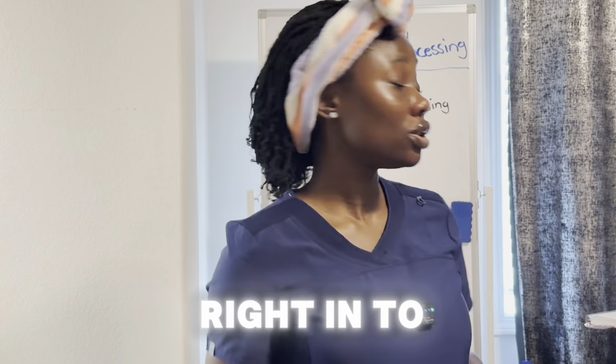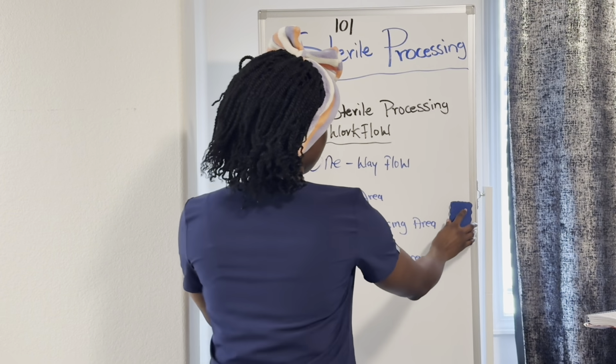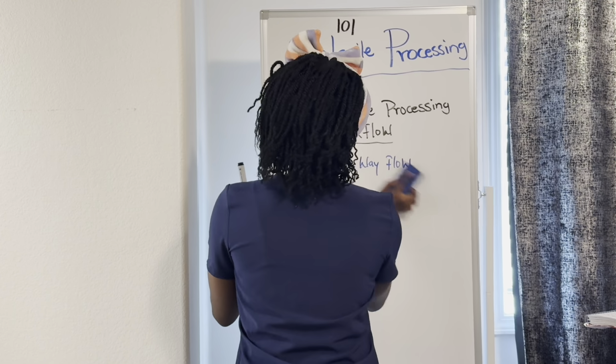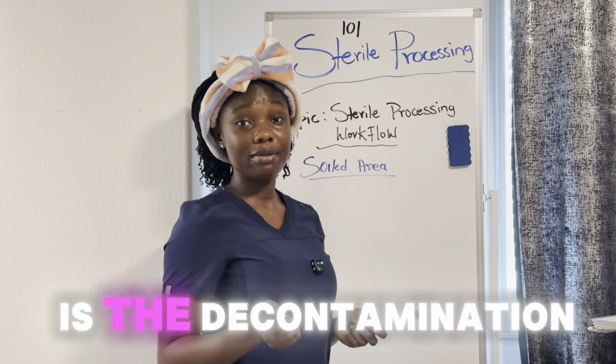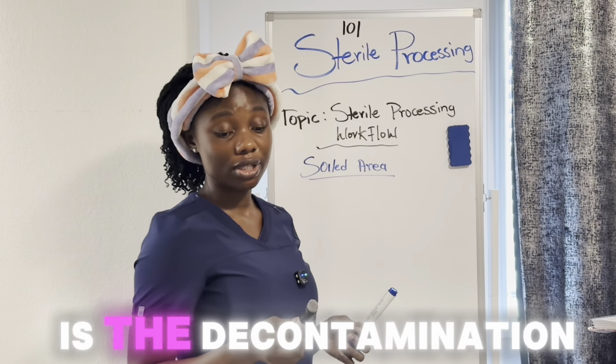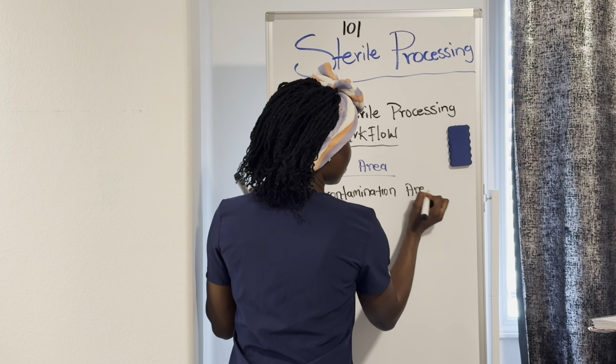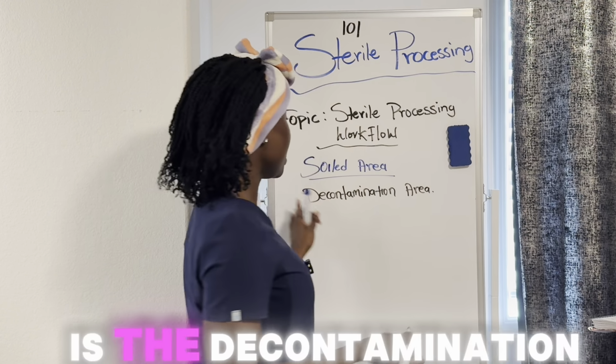So let's jump right in to explain each area, their department, and their function one at a time. So let's talk about the swirl area. The swirl area in the SPD, which is the sterile processing department, is the decontamination area. In the decontamination area is where the cleaning process of the swirl instrument happens.